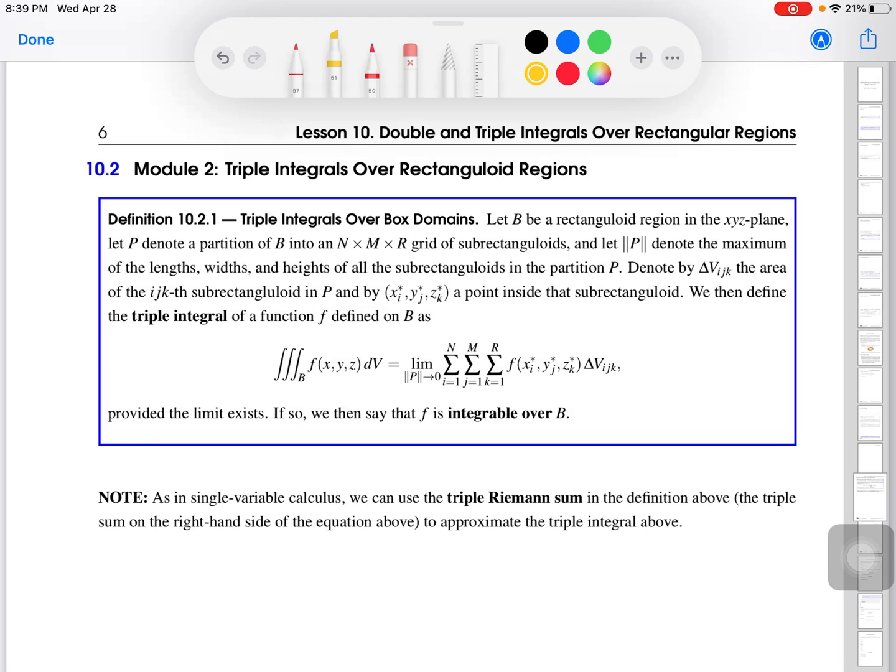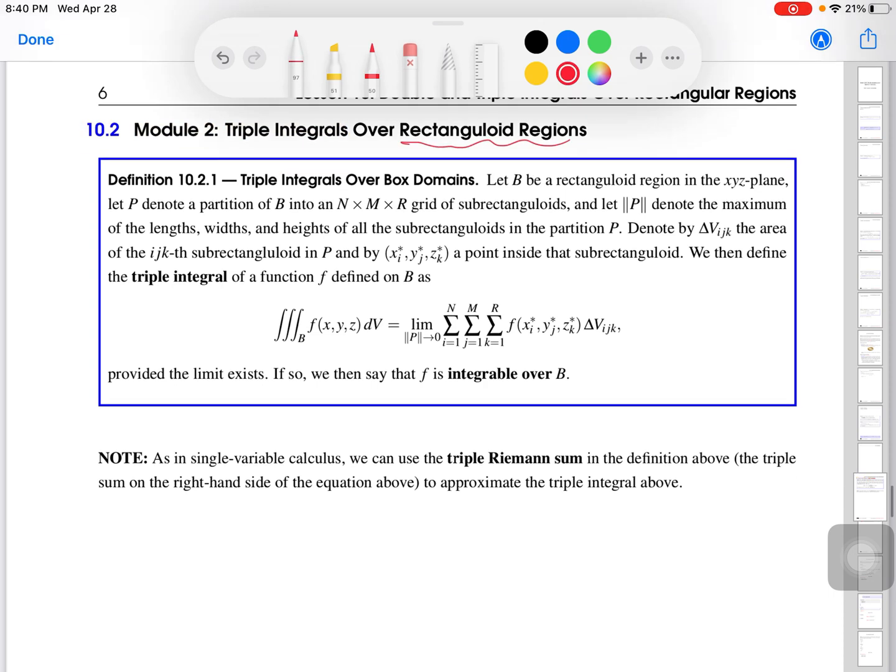Hi, this is Professor Fernandez, and in this video we're going to talk about Module 2 in Lesson 10. So the topic is triple integrals over rectanguloid regions. First thing I want to do is talk about what a rectanguloid region is.